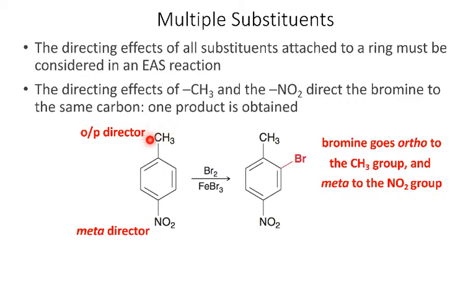We have a methyl group, which is an ortho-para director, and we have an NO2 group, which is a meta-director. So the ortho-para director is going to want to put things in the para position, but there's already something there, so it can't put things there. Well, the para position to the methyl group is also the meta position of the nitro group. So in this case, we only get a single product. We just get the bromine added to this position. That's ortho to the ortho director, and that's meta to the meta director.